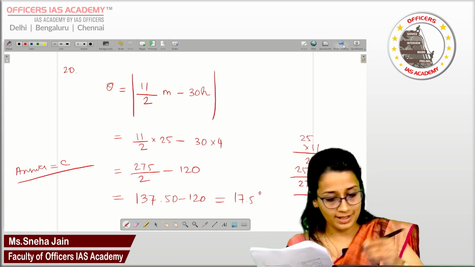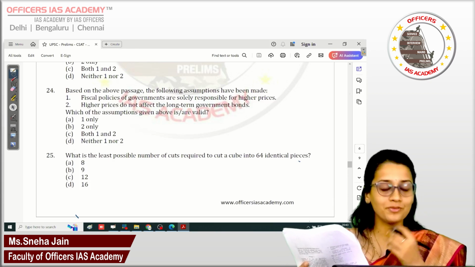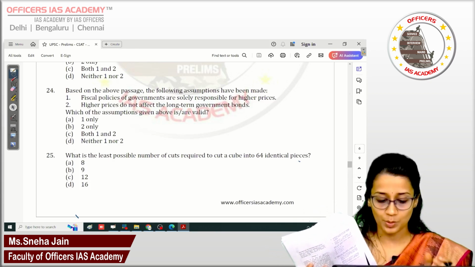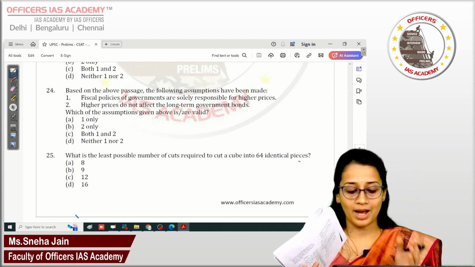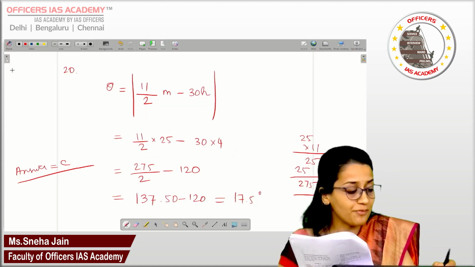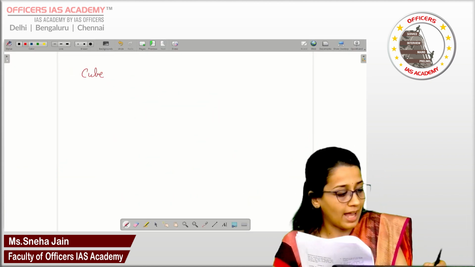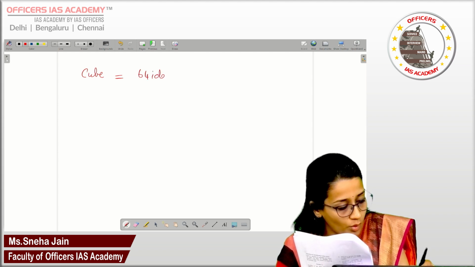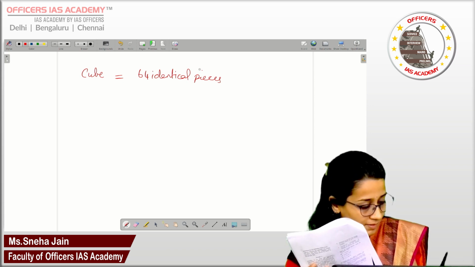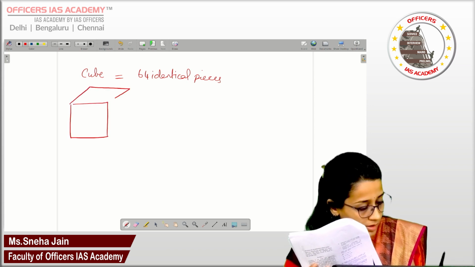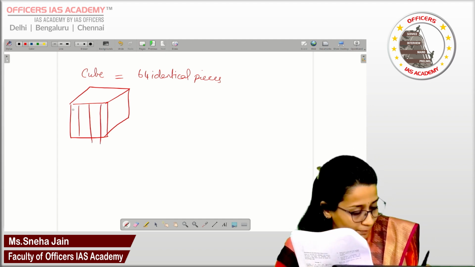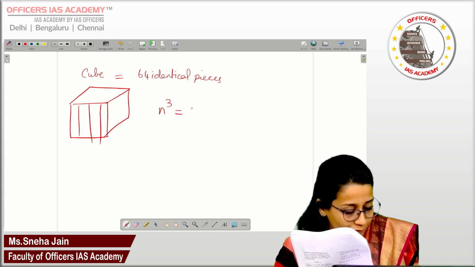We will now move to the next question. Question number 25, a very simple question. What is the least possible number of cuts required to cut a cube into 64 identical pieces? See, the only thing that you have to understand is, if a cube is cut and it results in 64 identical pieces, that means there should be how many cubes on each side? 4, right? Why? Because some number to the power of 3 is 64, right?